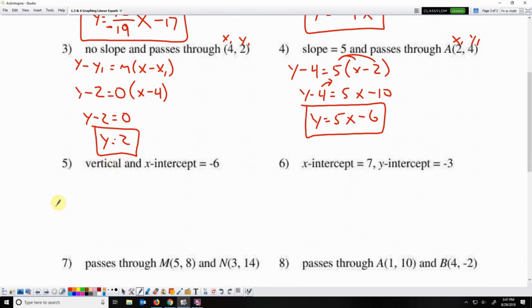A vertical line. So vertical line with an x-intercept of negative 6. So that would be right about there. When you've got a vertical line, it's just an x equals. That's the equation, because all along this line, no matter what the y value is, the x value is always negative 6.